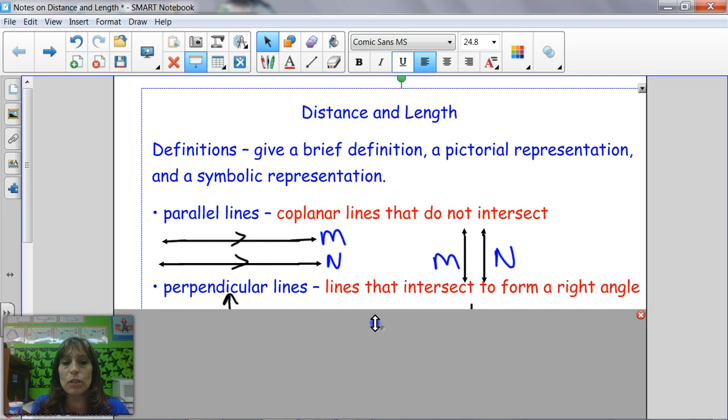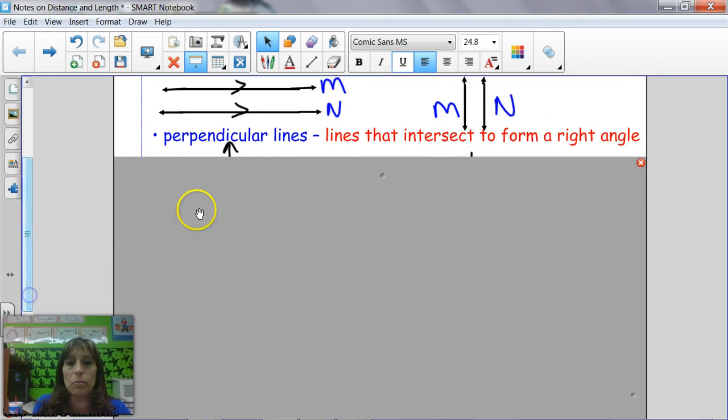The next one is perpendicular lines: lines that intersect to form a right angle. Now, lots of different kinds of lines intersect, but the fact that it's at a right angle, or 90 degrees, is important. So let me show you. Let me move up a little bit.